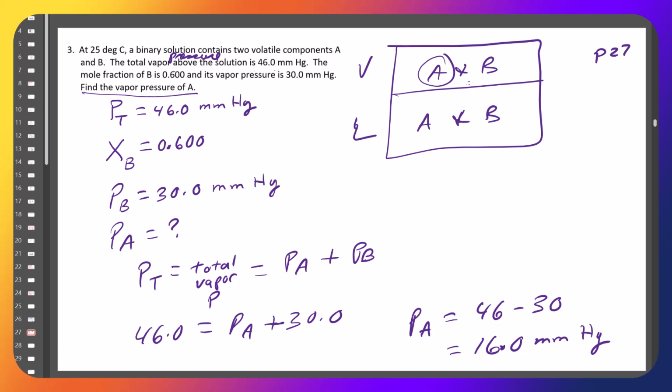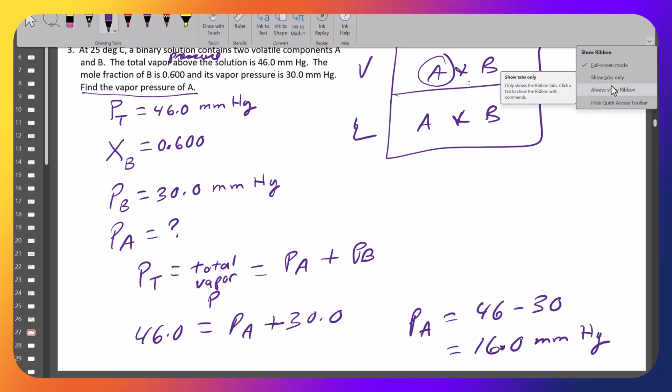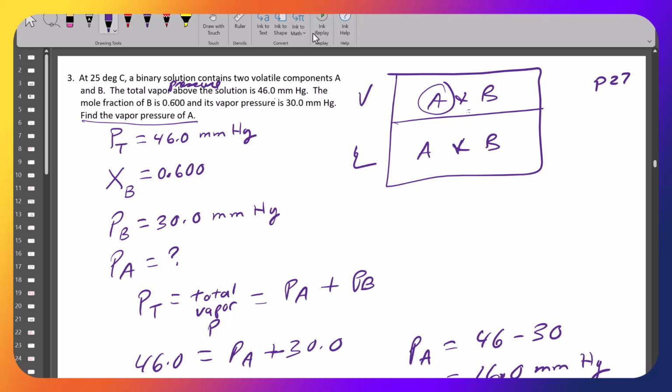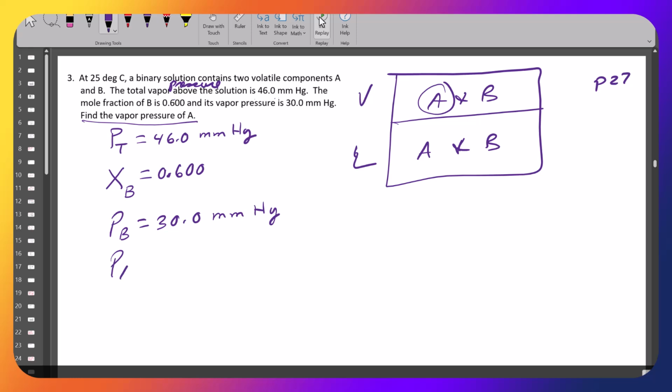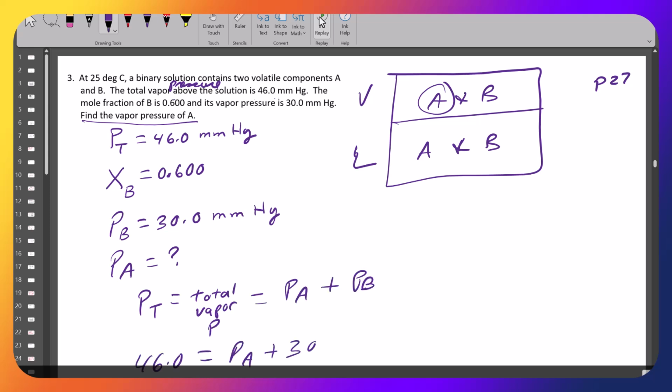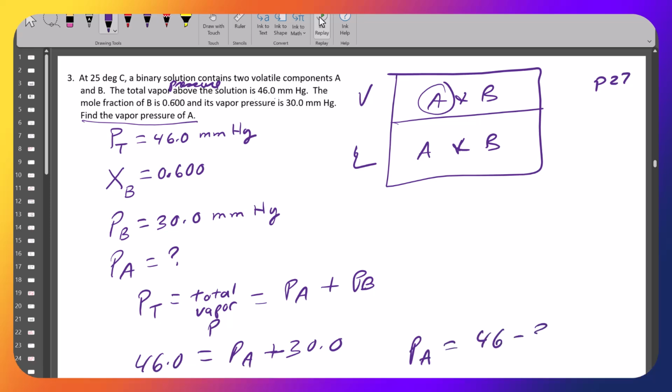So I just wonder, let's say if I go up here and I show ribbon and I do ink replay, let's see what will happen here. I suppose this would give me a way of dubbing in the audio after I actually work the problem. What I've noticed here is that sometimes at the top and bottom it doesn't appear in the videos. I need to be careful about going down too far or going up too far.